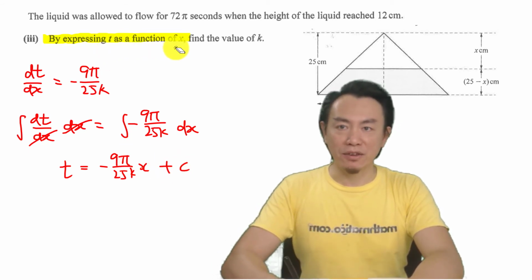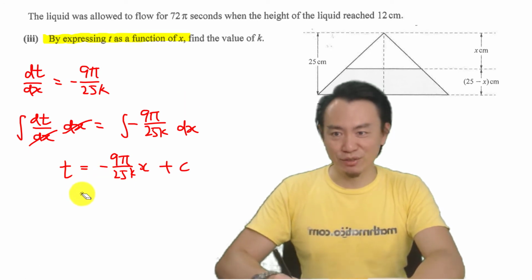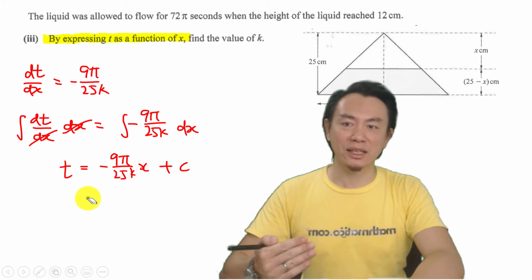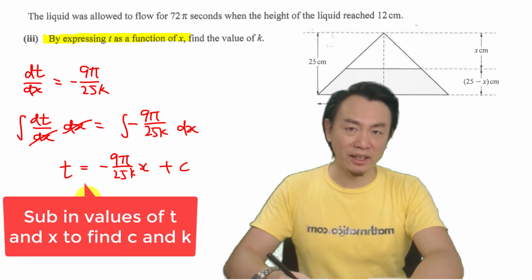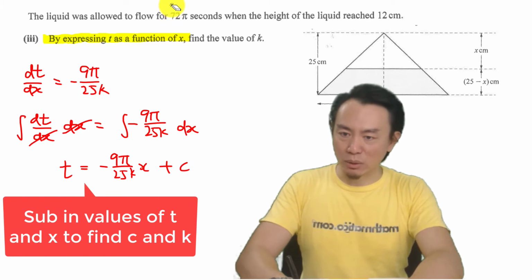T is going to be a function of x, so we're doing an indefinite integral, which means we have to find the value of c, right? So of course, as usual, we need to sub in values of t and x to find the value of c, but where do we get that? This one is one possible one.